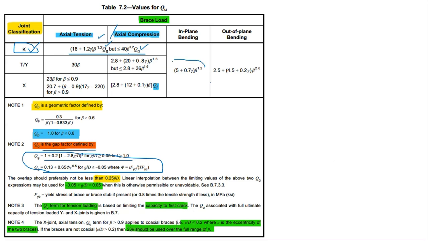For in-plane bending, these values are 5 plus 0.7 gamma beta. Gamma we know is D by 2T, and beta is the brace diameter by chord diameter. So we can come to know all these factors, the QU values for a particular joint type and particular load. So we can calculate this and substitute it, and we can come to know the PA value. PA is the allowable capacity of the brace.